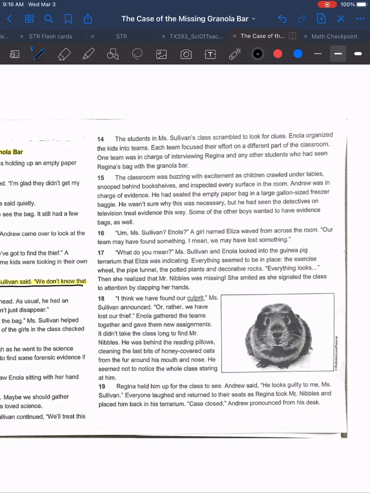"What do you mean?" Miss Sullivan and Enola looked into the guinea pig terrarium that Eliza was indicating. Everything seemed to be in place: the exercise wheel, the pipe tunnel, the potted plants, and decorative rocks. "Everything looks..." Then she realized that Mr. Nibbles was missing. She smiled as she signaled the class to attention by clapping her hands. "I think we have found our culprit," Miss Sullivan announced.